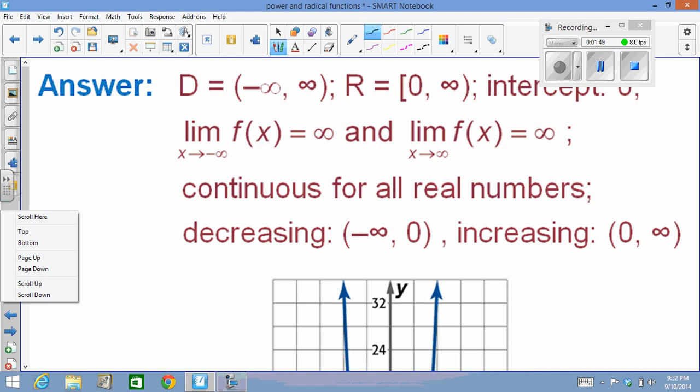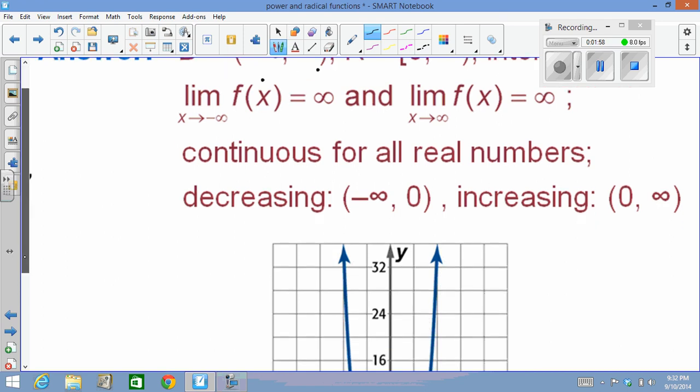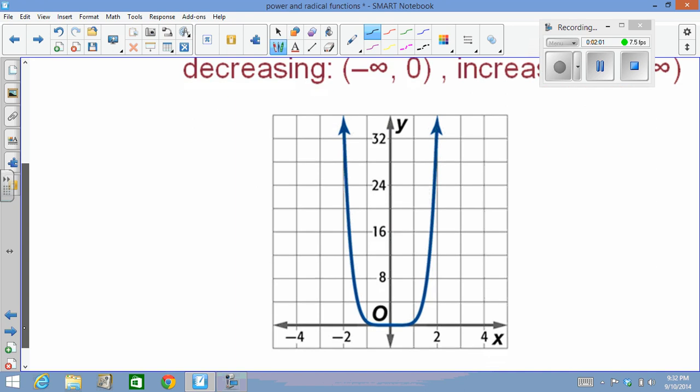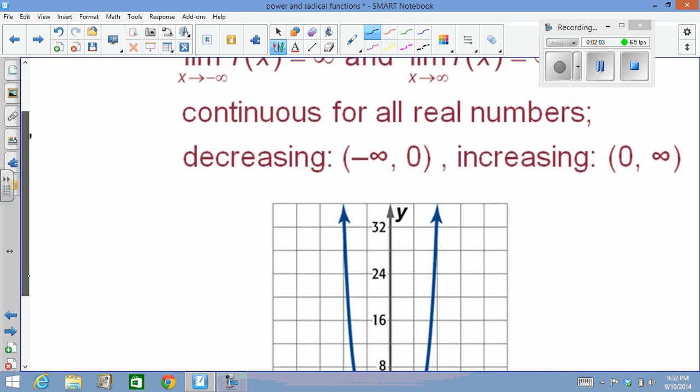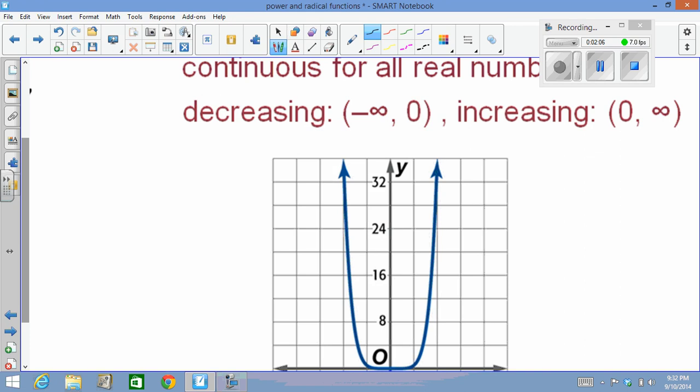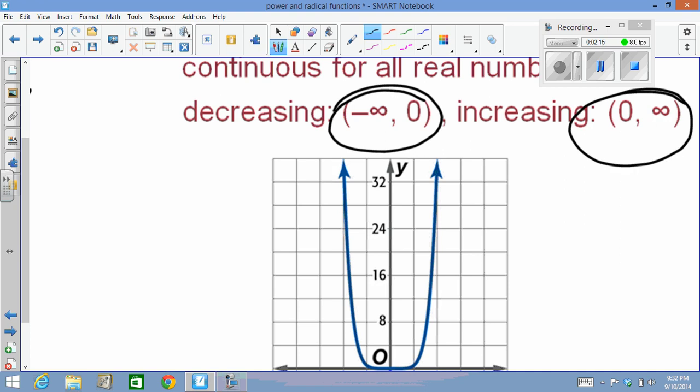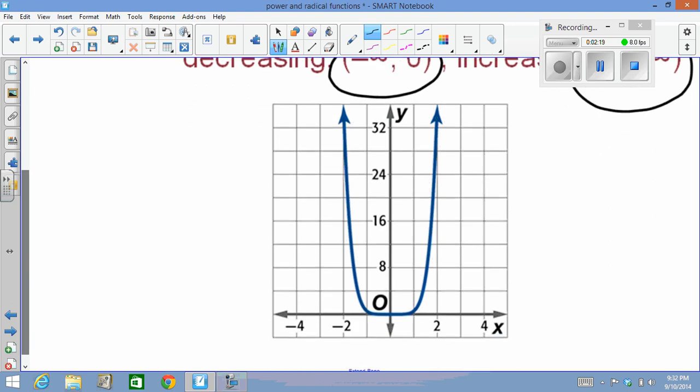There's my domain going from negative infinity to positive infinity. There's my range going from 0 to infinity. I can figure out that I'm going to have an x-intercept from my table at 0. And then I can talk about my end behavior, both of which are going to positive infinity. I can talk about it decreasing from negative infinity to 0, and it increases from 0 to infinity. Notice this time we're also using interval notation as opposed to using inequalities like we did last year. But basically, we talked about all of this type of thing last year.